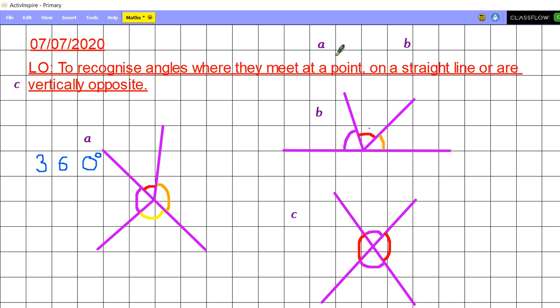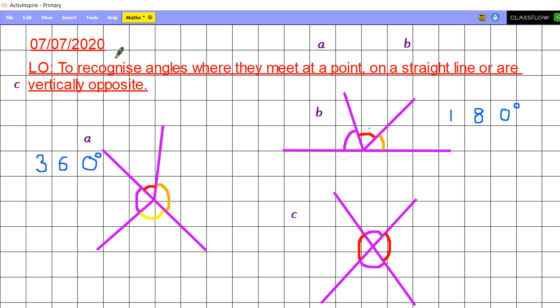Then when we move on to B, this is angles on a straight line. So this is my straight line, and all of these angles meet here. My straight line starts from here and goes all the way over to here. So it's not a full turn, it's only half of a turn. So it's half of this. So angles at a straight line don't equal 360, they equal 180, which is half of the full turn, half of 360, okay?